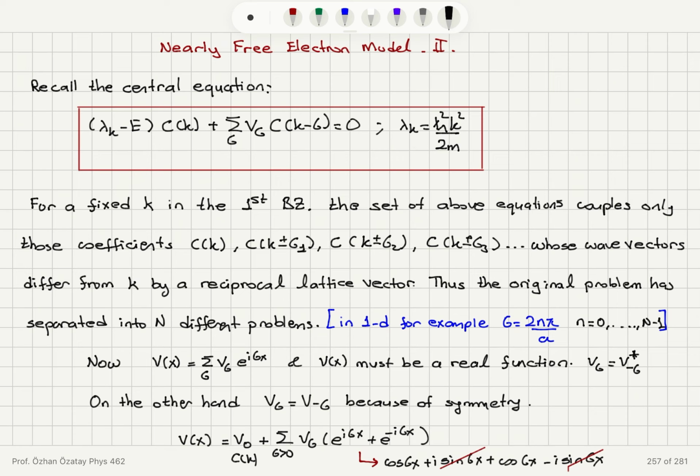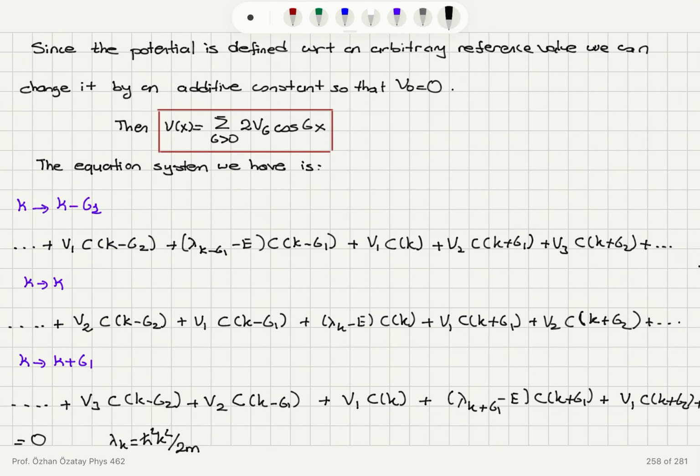The second term is the sum over g positive of V_g times e to the i g x plus e to the minus i g x. Normally this would be V_g e to the i g x plus V minus g e to the minus i g x, but V_g and V minus g must be equal by symmetry, so there's only one V_g here. And by using Euler's expansion, I can see that the term in parentheses is equal to 2 cosine gx, because the sine gx's cancel. So the potential will be of this form, 2V_g cosine gx summed over g positive, by defining the reference potential V0 equal to 0.